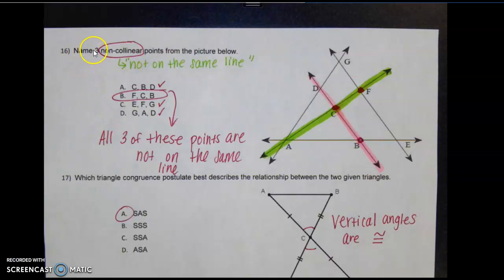Number 16, it says, name 3 non-collinear points. Non-collinear means they are not on the same line. So we're just going to check our options. C, B, and D, they're on the same line. So that's not correct. We want them to not be on the same line. F, C, B. Notice F and C are collinear, but B is not on the same line as those two. C and B are collinear, but all 3 of these together are non-collinear.